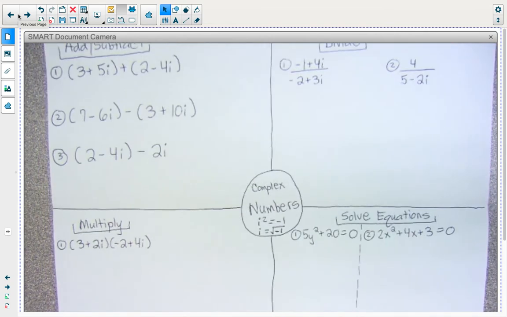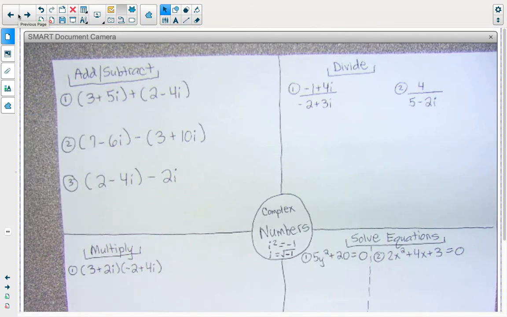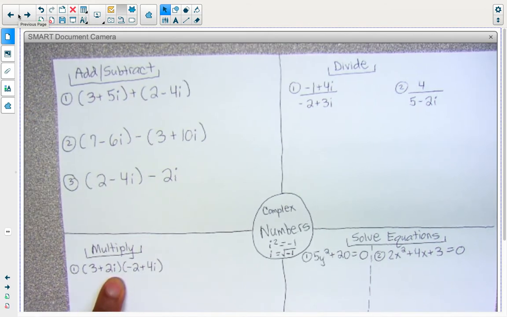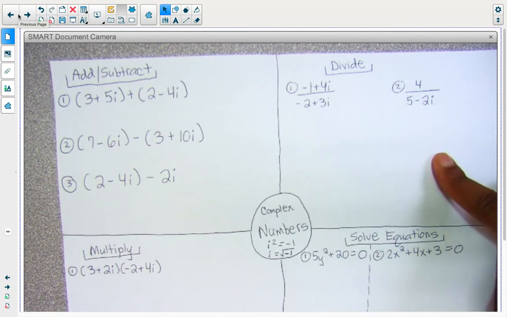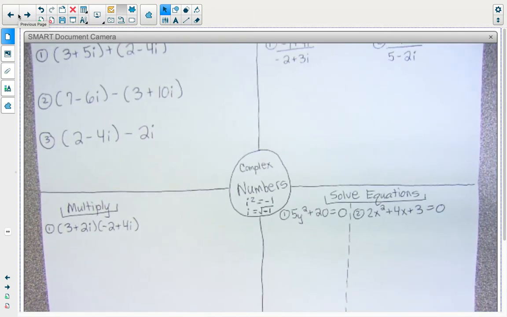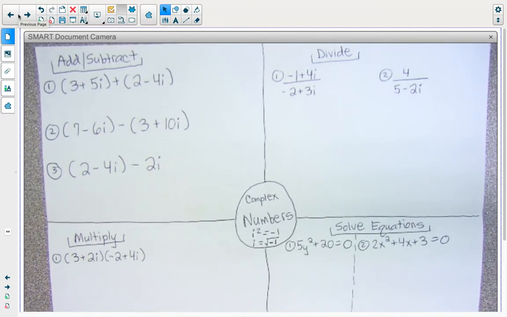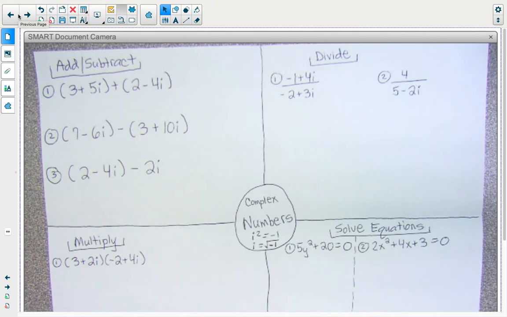We're going to go through 4 different sections. I'm going to show you how to add and subtract imaginary numbers. I'm going to show you how to multiply imaginary numbers. I'm going to show you how to divide imaginary numbers. And then we'll end with solving equations. I did already put 2 equations in there. So you can pause it here, and that way you can copy and get your paper all set up, and then we will be ready to rock and roll.